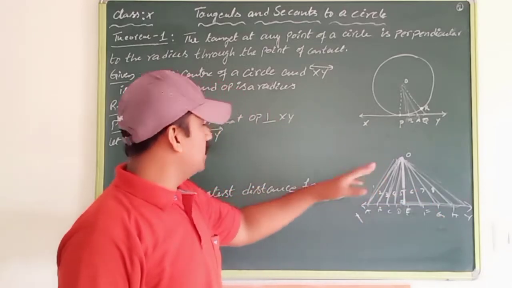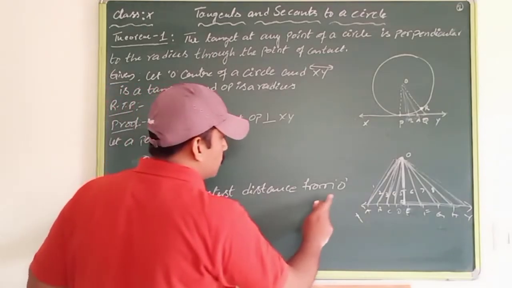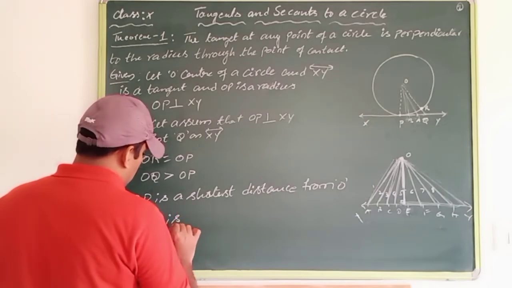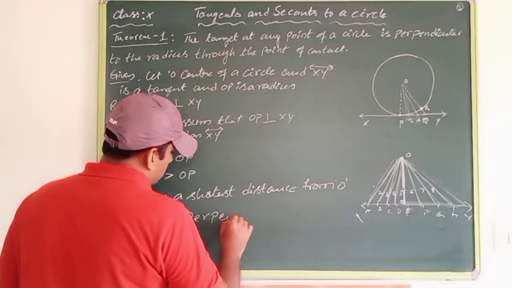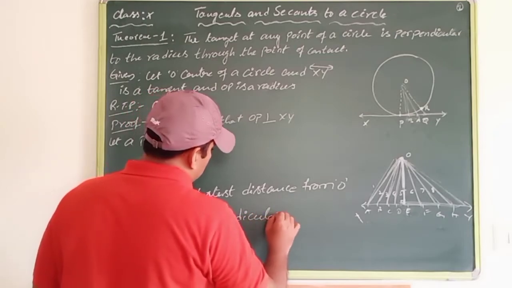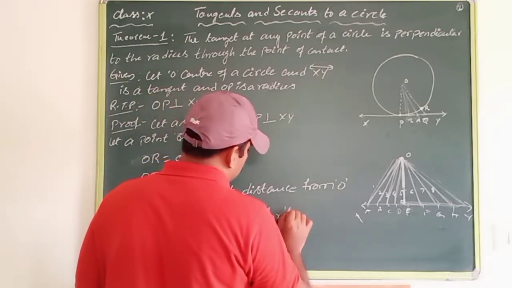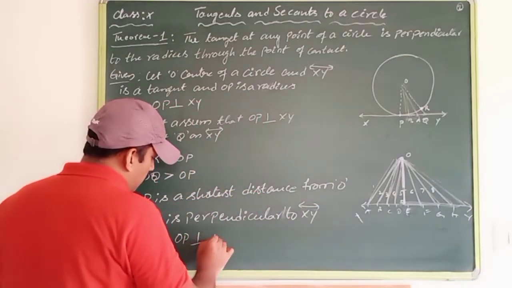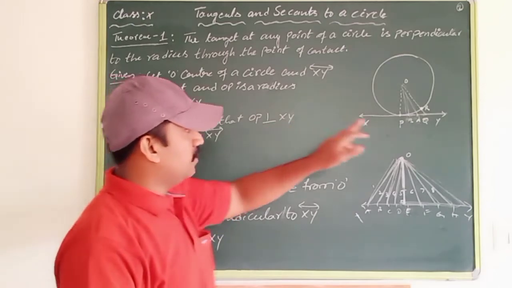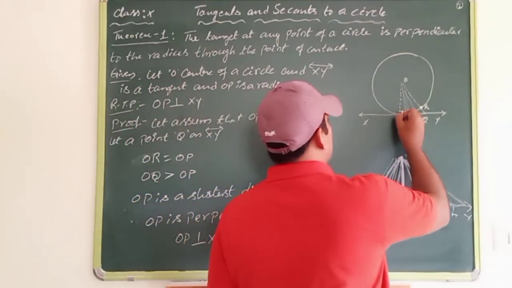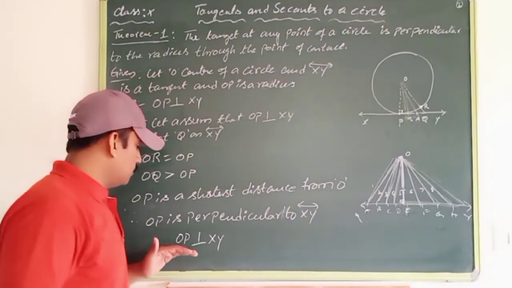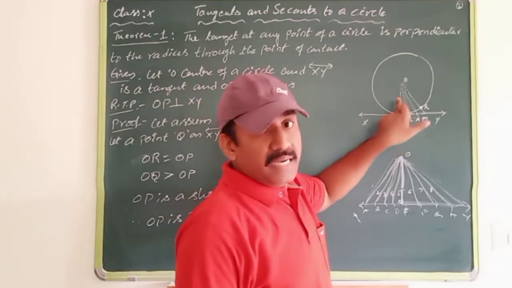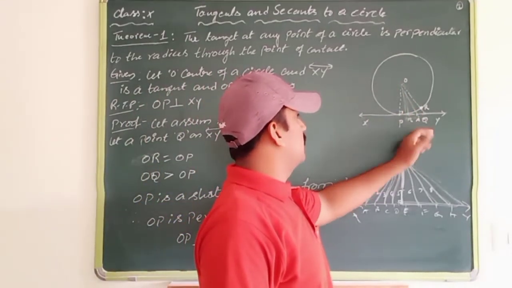Same logic here. When OP is the shortest distance from O, therefore OP is perpendicular to XY. So finally, what we proved is OP is perpendicular to XY. That means OP forms 90 degrees. So what can we conclude here? OP is a radius. The radius makes 90 degrees at the point of contact.